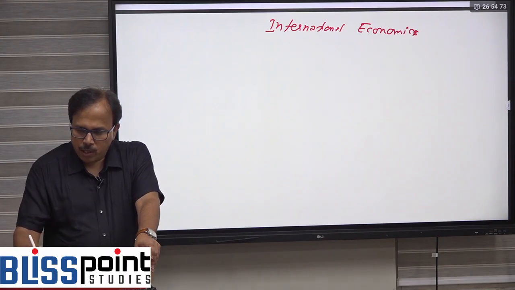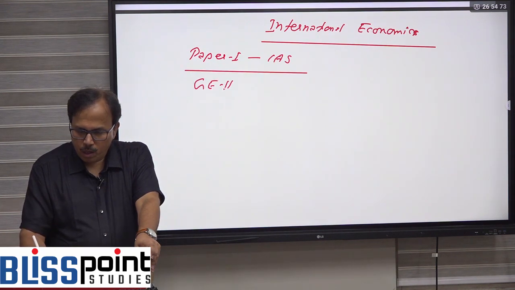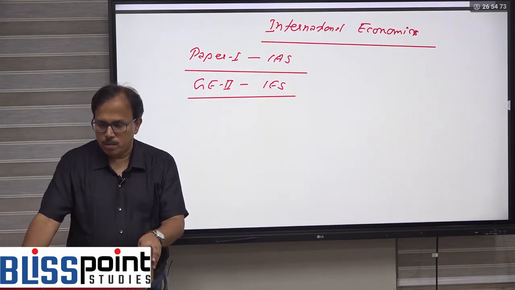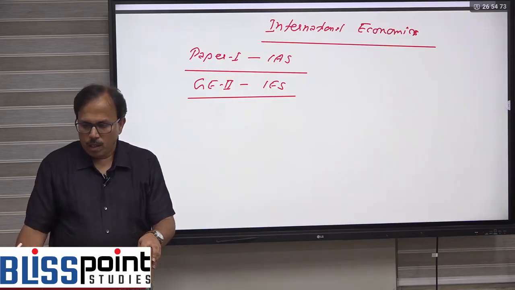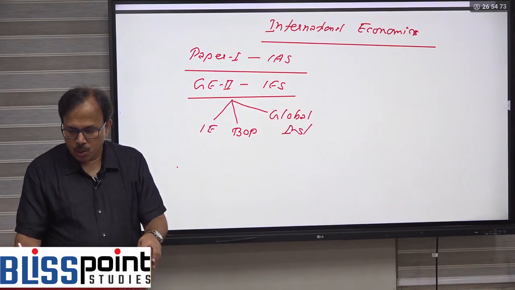In terms of content, you can specify that this is part of paper 1 for optional, and it is part of general economics 2 for economic service. In general economics 2, in fact, it is written in 3 different parts. One is international economics, then the other is the balance of payment, and the third is global institution.